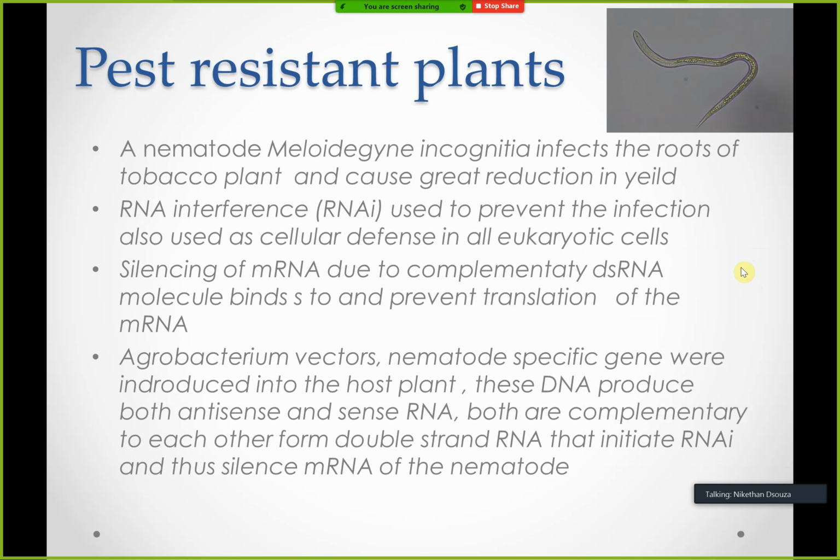Coming to the nematodes, there are some complex methods, but the textbook has explained it in a very simple form. You just go through the simplified form only. Coming to the nematode infection, it infects the tobacco plant. Once the tobacco plant gets infected, the yield is reduced, which causes loss to the farmer. So to overcome the infection of the nematodes, RNA interference is used.